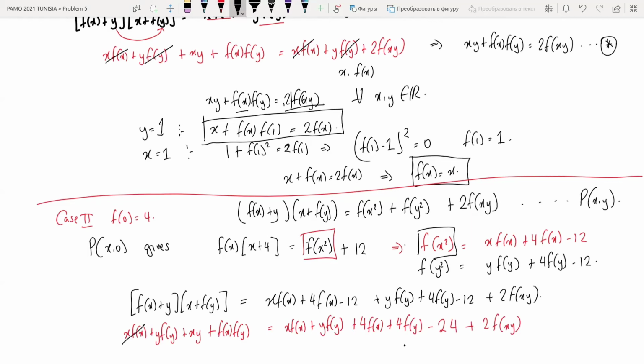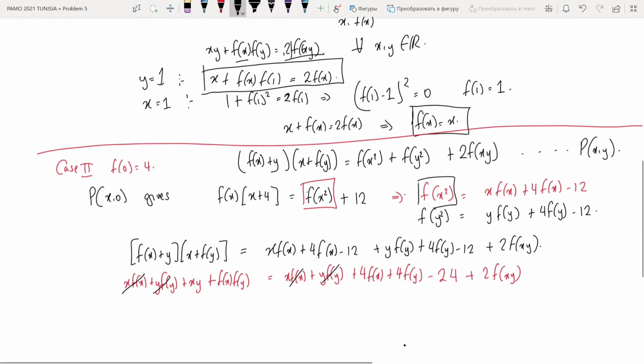So we can cancel this out with this. We can cancel this out with this. So it's a little bit simpler now. So what do we have now? We have xy plus f of x f of y equals 4 f of x plus 4 f of y minus 24 plus 2 f of xy.